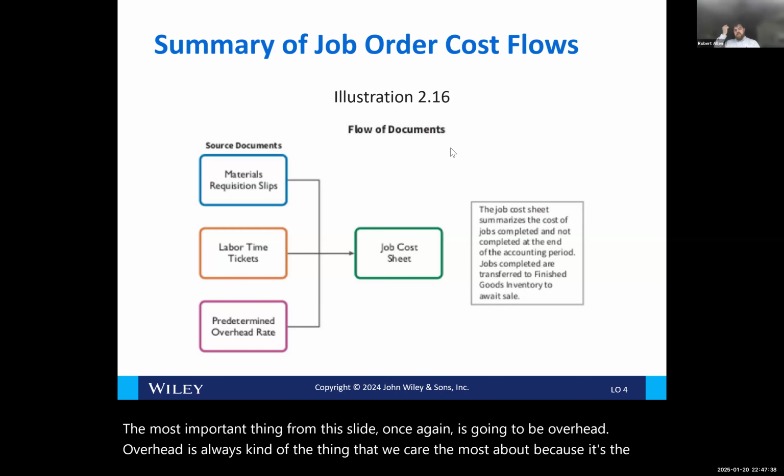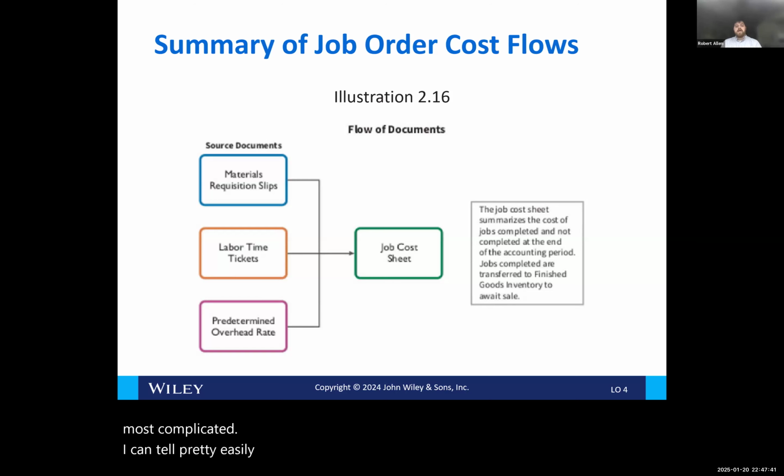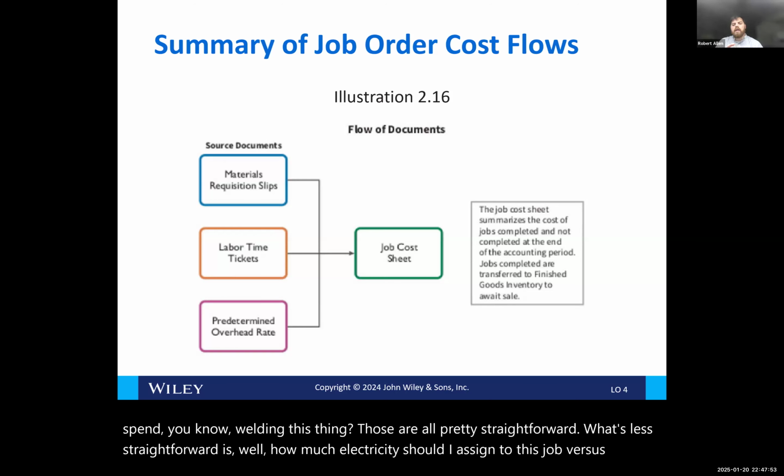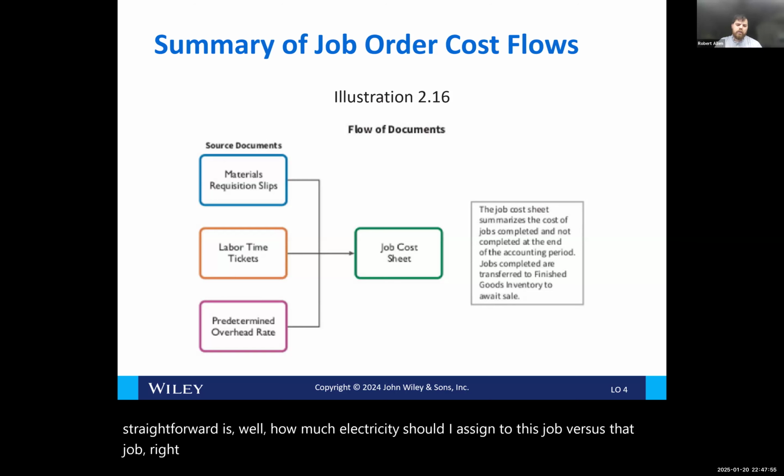I can tell pretty easily, well, how much lumber did I use? How much time did Jimmy spend, you know, welding this thing? Those are all pretty straightforward. What's less straightforward is, well, how much electricity should I assign to this job versus that job, right? Well, that's kind of tough. Or how much should the property taxes go toward this job versus that job versus these 18 other jobs? Well, those things start to get a little more complicated because they're a little more abstract.